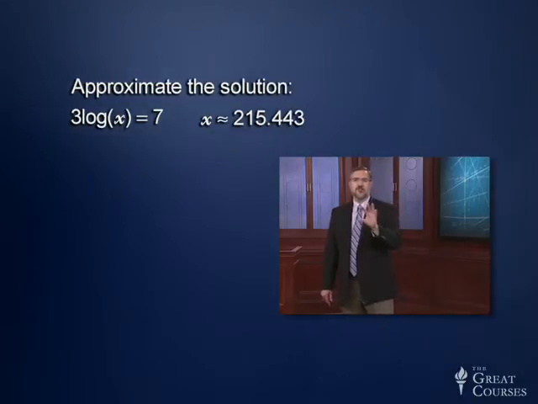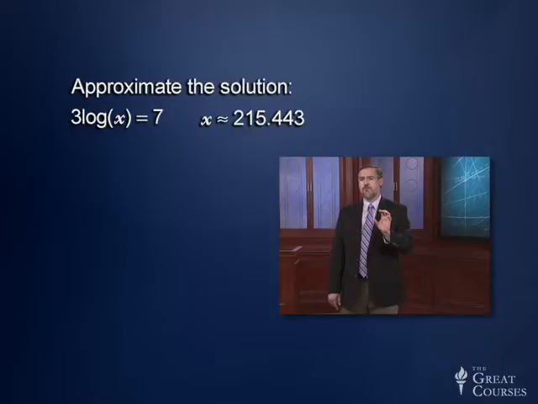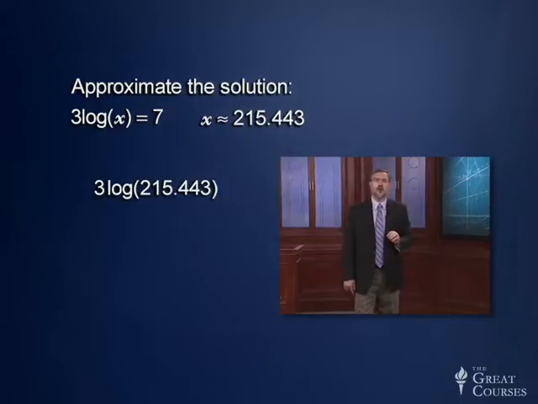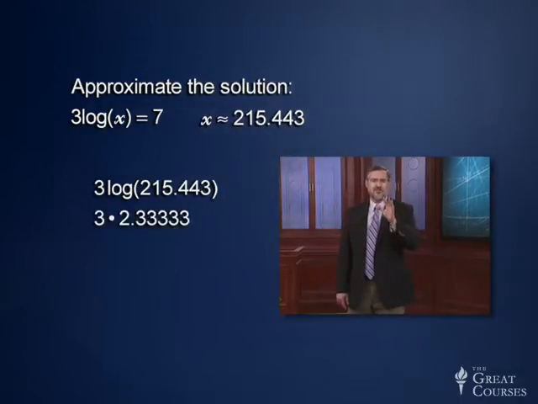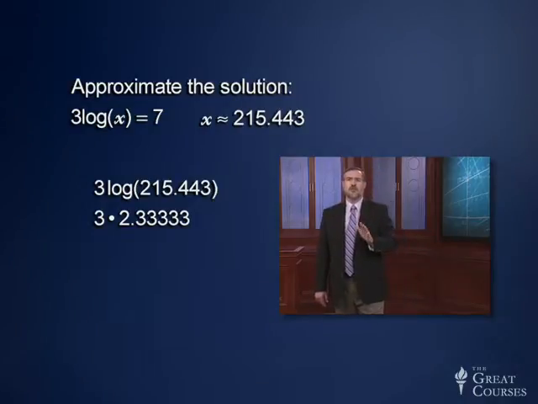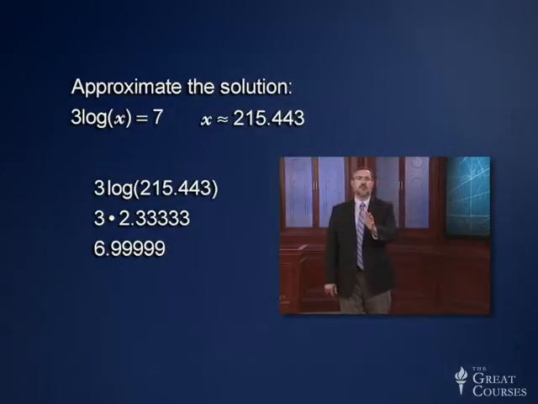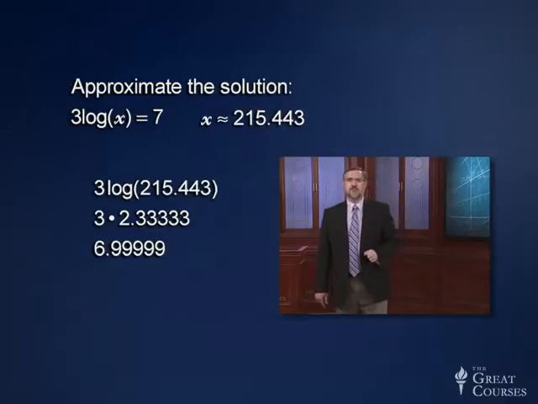Now, we could check our work again by plugging this amount back into the original equation and checking to make sure we're okay. So let's do that. If I plug 215.443 into the log function, the left-hand side of the original equation will become 3 times log of 215.443, which is about 3 times 2.33333 or so, which is 6.99999. That's extremely close to 7, and again, that gives me a hint that I've got the right answer.